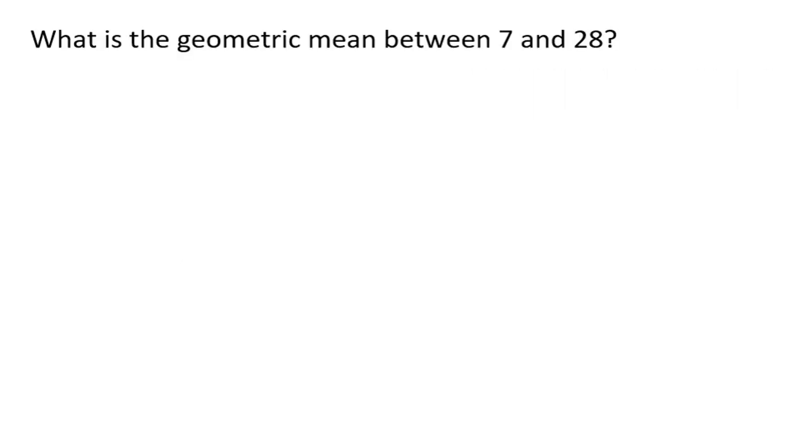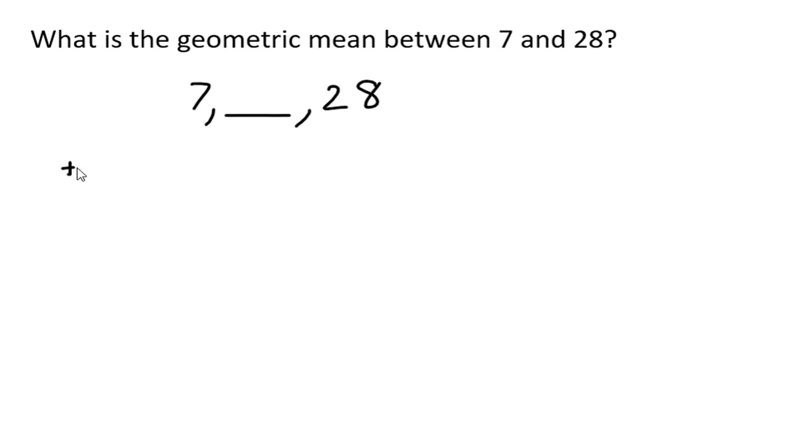Ano daw yung geometric mean ng 7 at 28? So, ano daw yung nasa pagitan ng 7 at 28? So, yung sequence na to ay sisimula sa 7, then unknown, tapos 28. Okay, paano natin malalaman yung nasa gitna? Simple lang. Meron tayong formula diyan.